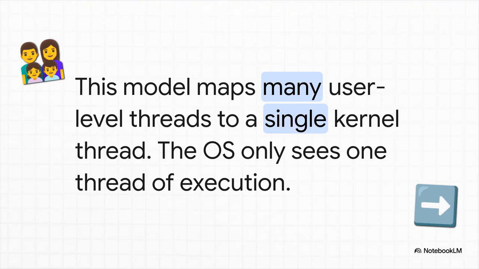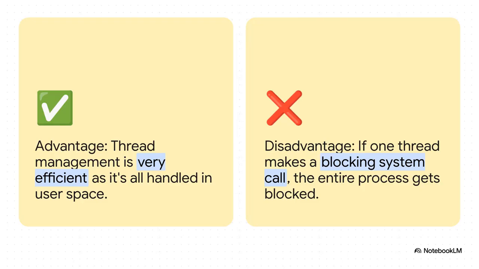And just like the name says, it maps lots of user-level threads that your application creates to just a single kernel thread that the operating system can see. Now, the upside here is speed. It's a very efficient way to manage threads. But the downside is a huge deal breaker. If just one of those user threads has to wait on the system for something, like reading a file from the disk, the entire process freezes. We're right back to that same frustrating problem we started with.